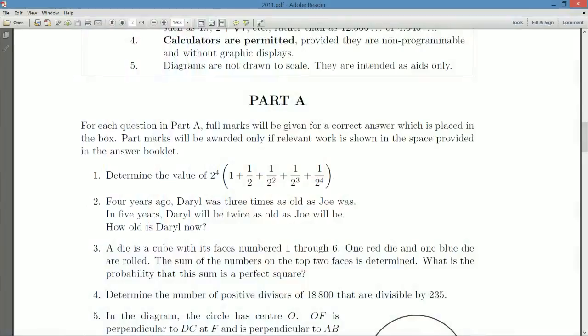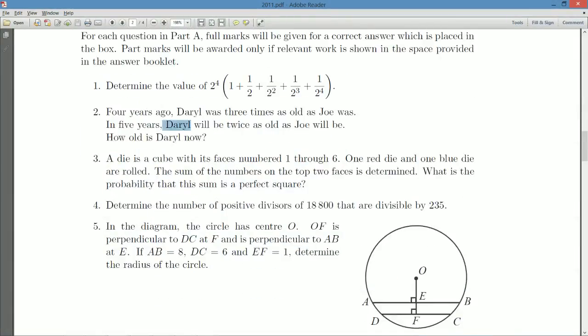So question number 2. 4 years ago, Daryl was 3 times as old as Joe was. In 5 years, Daryl will be twice as old as Joe will be. How old is Daryl now?